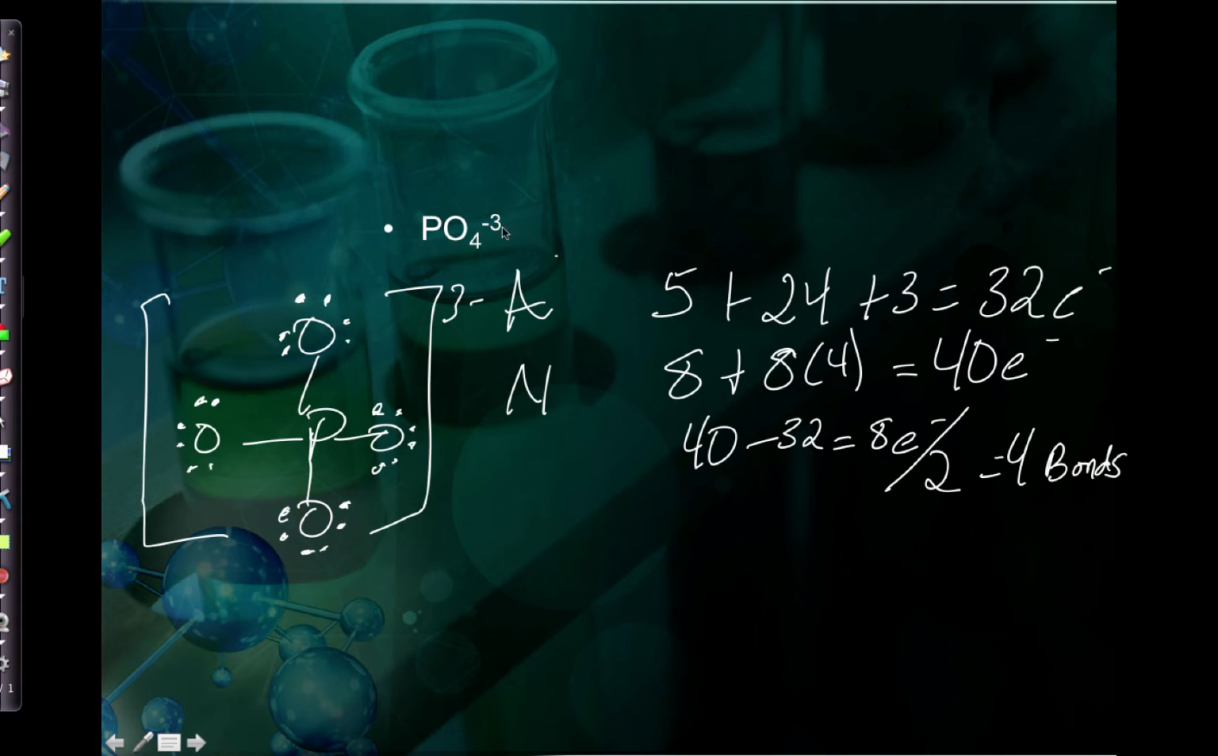So if you have a polyatomic ion or a molecule with a charge, you just put brackets around it at the end and add the charge. So the main difference here is that when you figure out the available electrons, you actually have 3 more electrons available. That's the main difference between a molecule with a charge and just a regular molecule. All right, so let's look at another one.